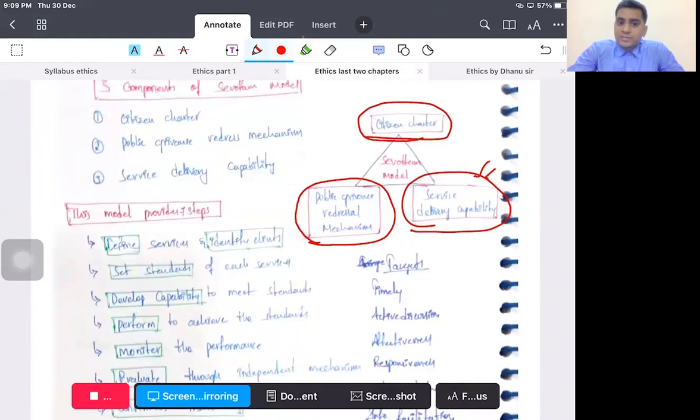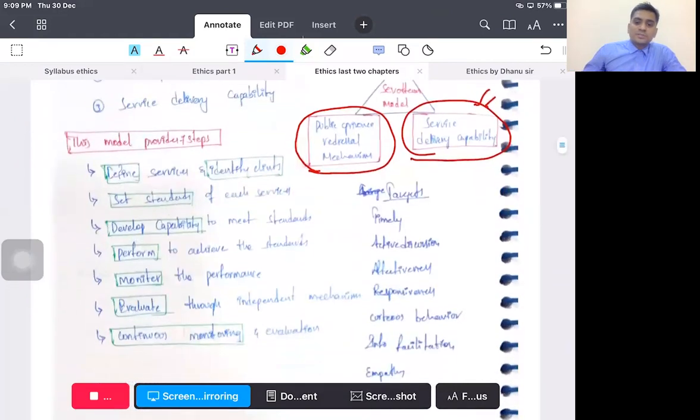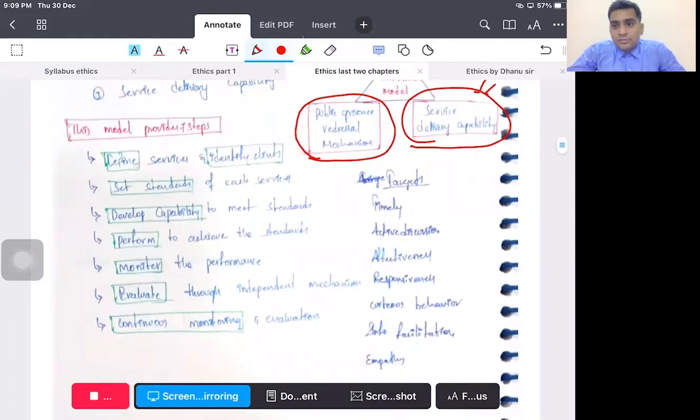This model provides 7 steps. The SEVOTTAM model has 7 steps. What are they? First, define what the service is, which service is provided, and who the clients are, clearly. Next, set standards for each service, right? Which service are you providing? Is it a MGNREGA service, or some Anganwadi service, or some other service, like pension disbursal? Whatever the service that you are giving, first define that service and identify the clients who are involved in this.